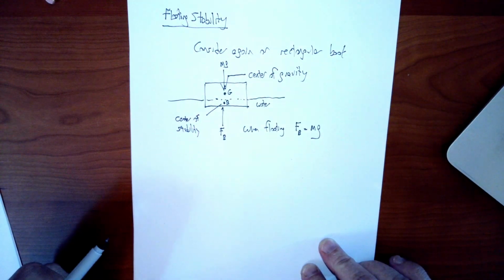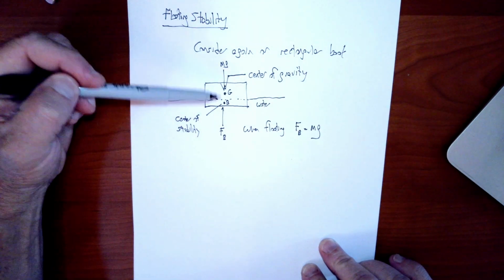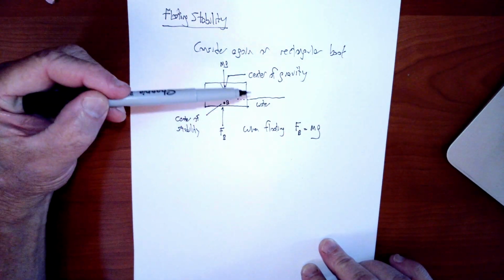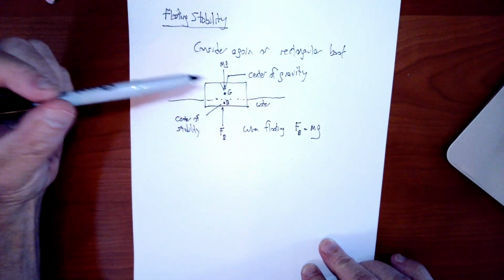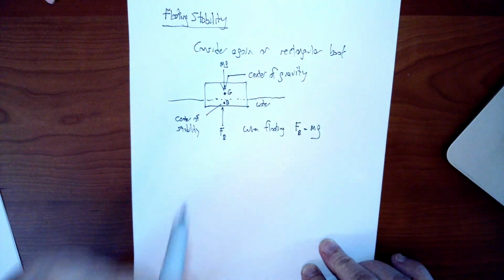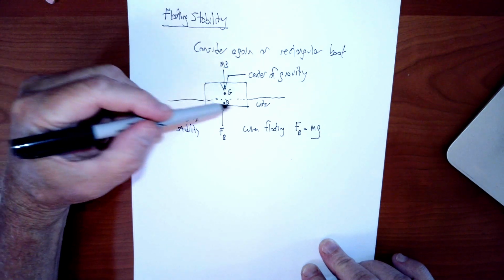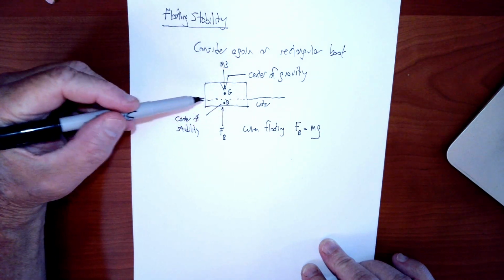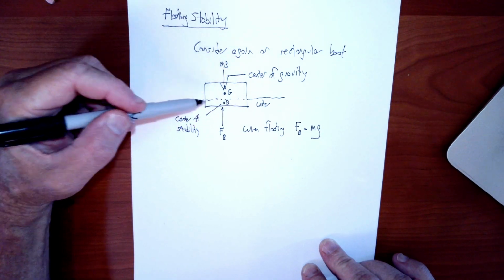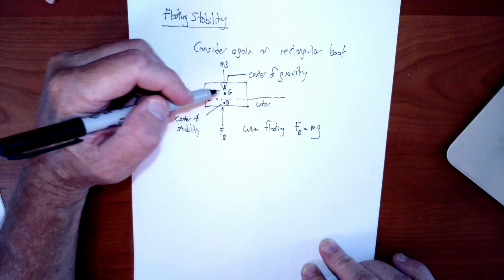So here's what the basic problem is, the basic challenge. Every boat is going to have a center of gravity. So consider again our rectangular boat here. Imagine that it's long in and out of the page, so we're looking at a cross section of the boat. It's rectangular. So it's got some width to it here, and it sinks into the water to some depth, d. And then it's going to have a center of gravity.